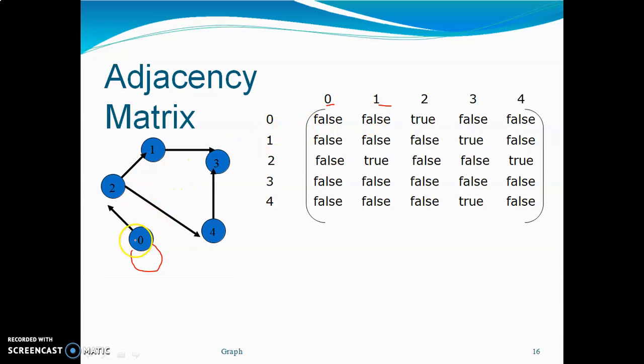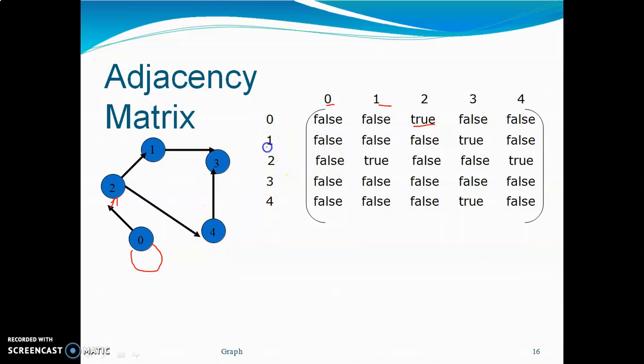So then 0 to 1, is there any edge? There is no edge between 0 to 1. Next 0 to 2. Here this diagram is slightly wrong. There is an edge like this, 0 to 2. So we have an edge from 0 to 2, so it's true. 0 to 3 is false. 0 to 4 is false because 0 has only an edge to 2. It doesn't have any edge to 4 and 3.